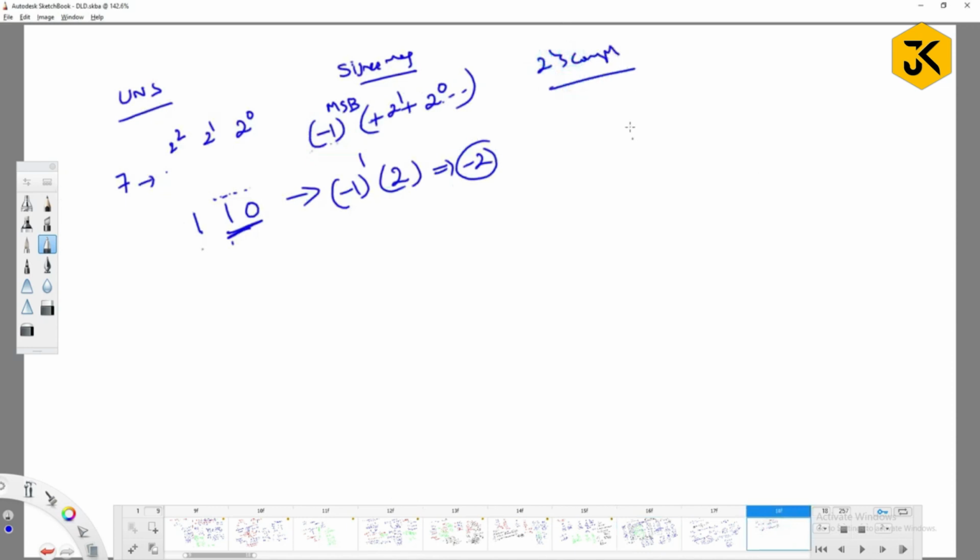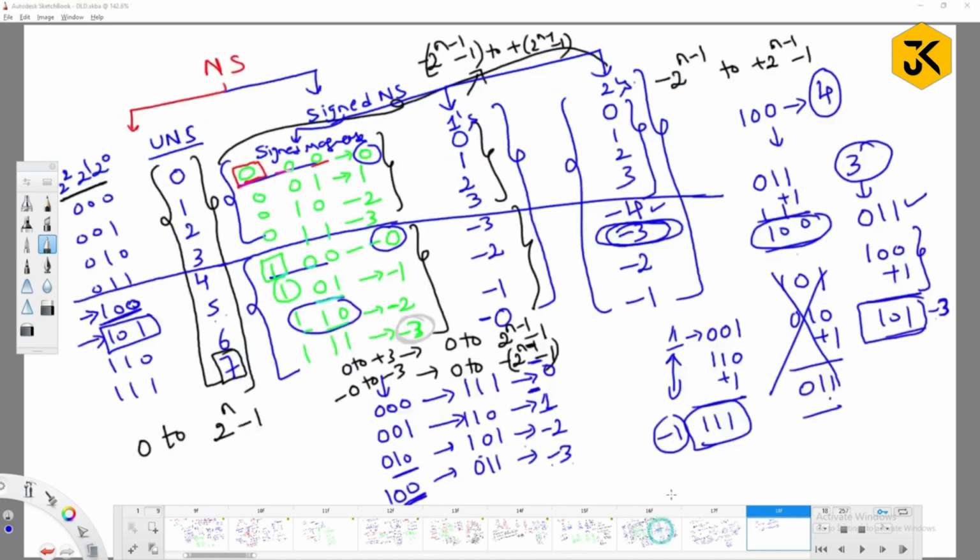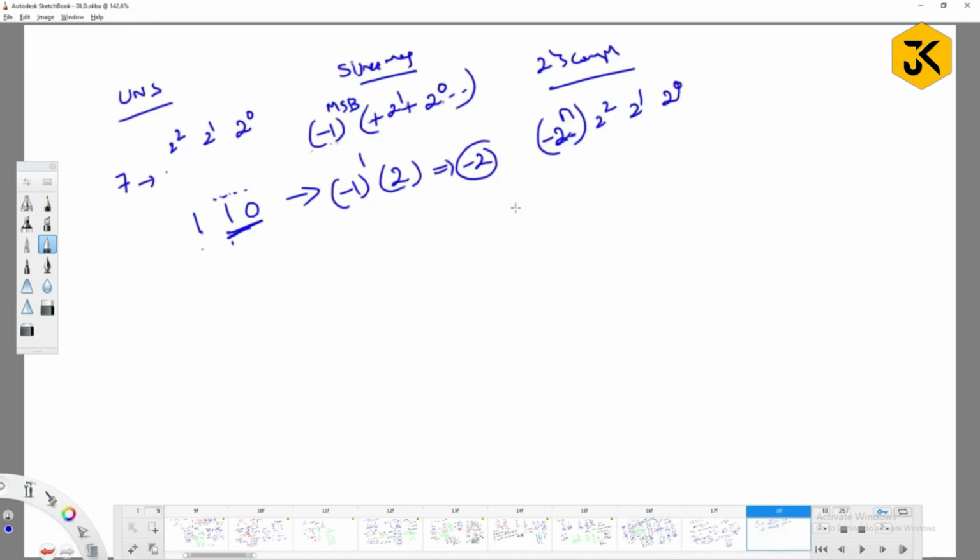coming to 2's complement, it will be like 2 power 0, 2 power 1, 2 square, and so on. The most significant bit is minus 2 power n. Then you are going to get that. For example, try to take out this value only. Triple one.